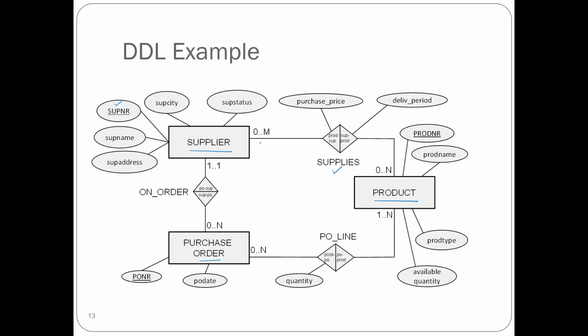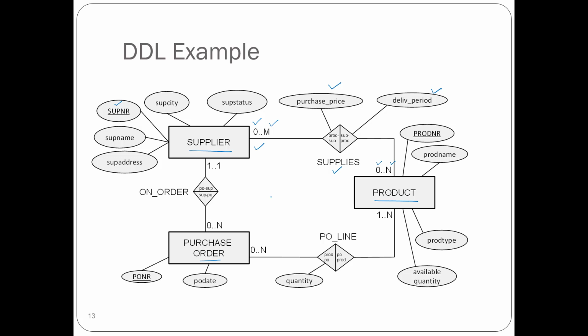Let's look at the cardinalities. A supplier can supply a minimum of 0 to a maximum of n products, and a product can be supplied by a minimum of 0 suppliers to a maximum of m suppliers. This supplies relationship type has two attribute types, the purchase price and the delivery period. So if a product is being supplied by a supplier, then for that product the supplier must have the purchase price and also the delivery period.